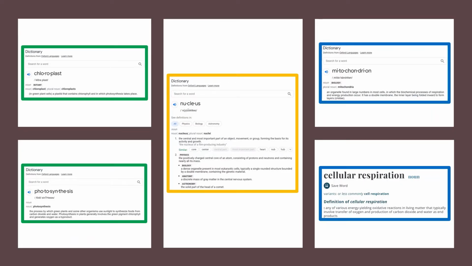So here are some dictionary definitions of all of those organelles, as well as photosynthesis and cellular respiration. I'll let you pause this video and read those at your leisure.